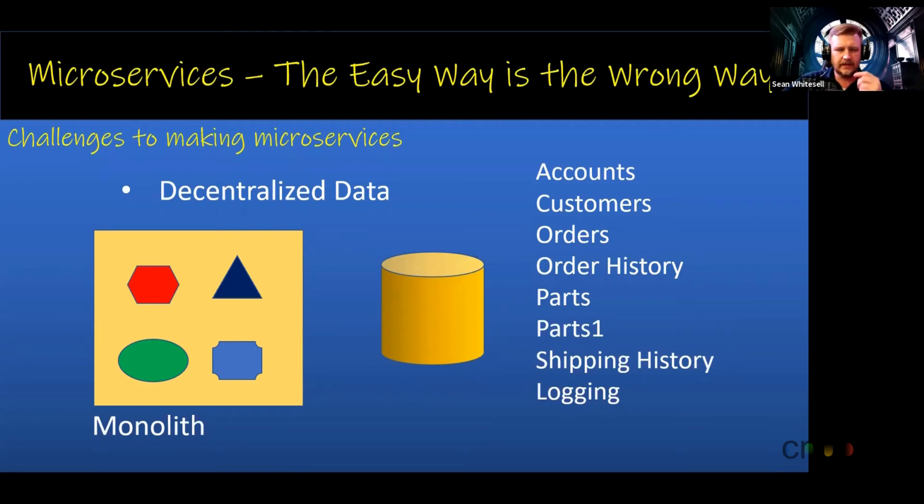So let's look at our example here, where we have a monolith with no microservices yet. We have a monolith that's using a SQL Server database backend. It doesn't have to be SQL Server, it could be. And now imagine we've got tables for accounts, customers, orders history, parts one, shipping history and logging.